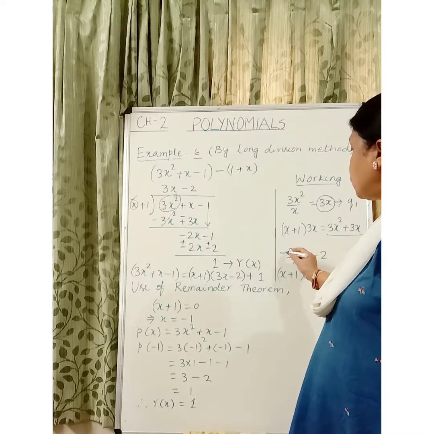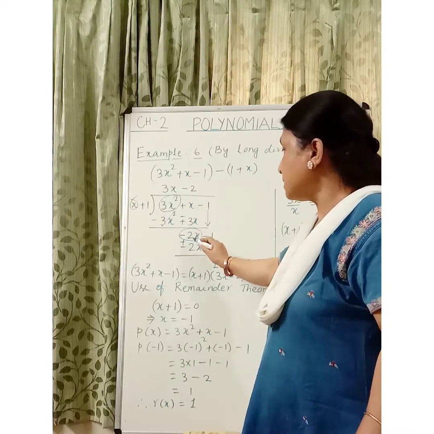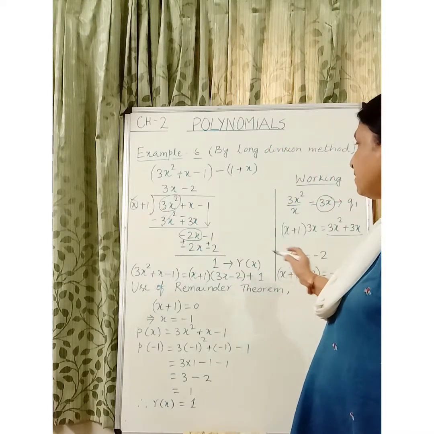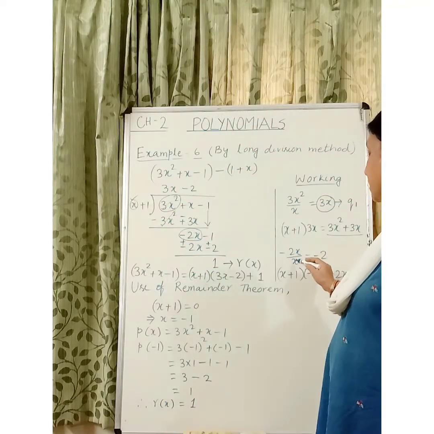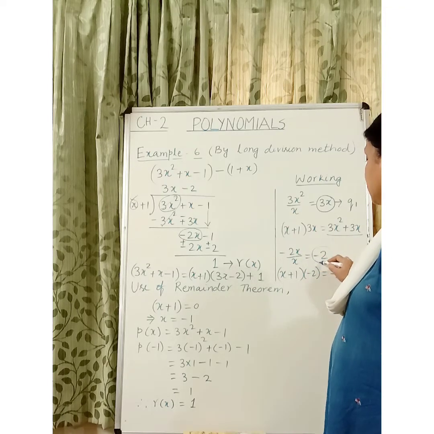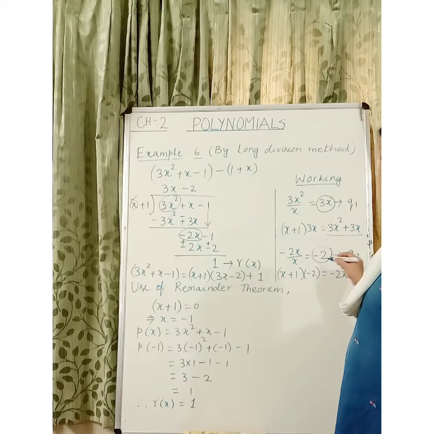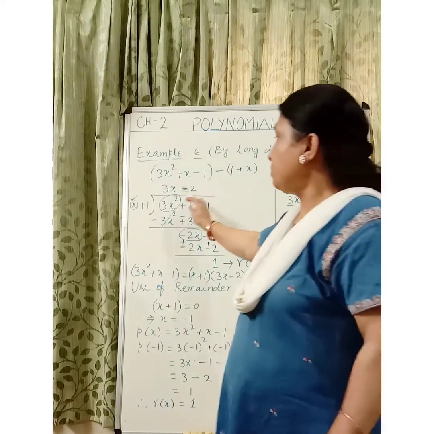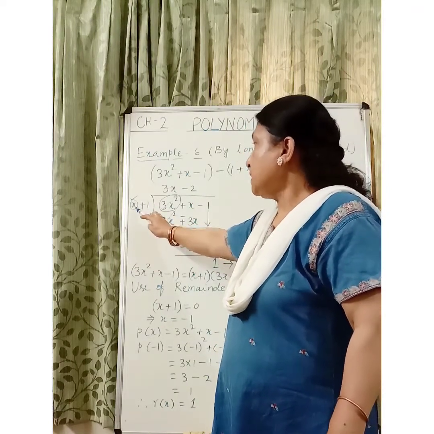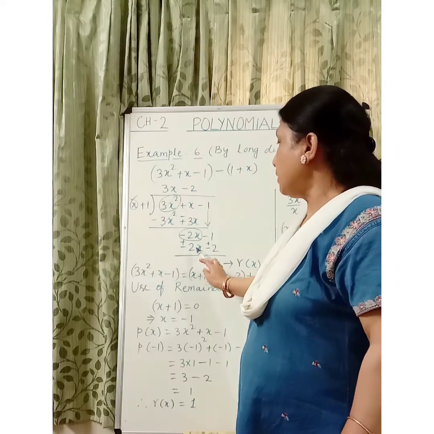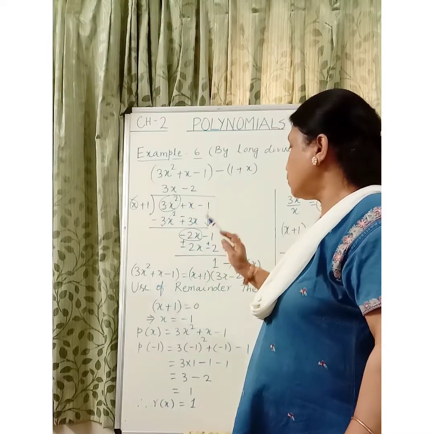Now minus 2x is the first term of the dividend. So minus 2x will be divided by the first term of the divisor. Minus 2x divided by x is minus 2. So this is the second term of the quotient. Second term of the quotient is minus 2. Now minus 2 will be multiplied with both the terms of x plus 1. x multiplied with minus 2 is minus 2x, plus 1 multiplied with minus 2 is minus 2.